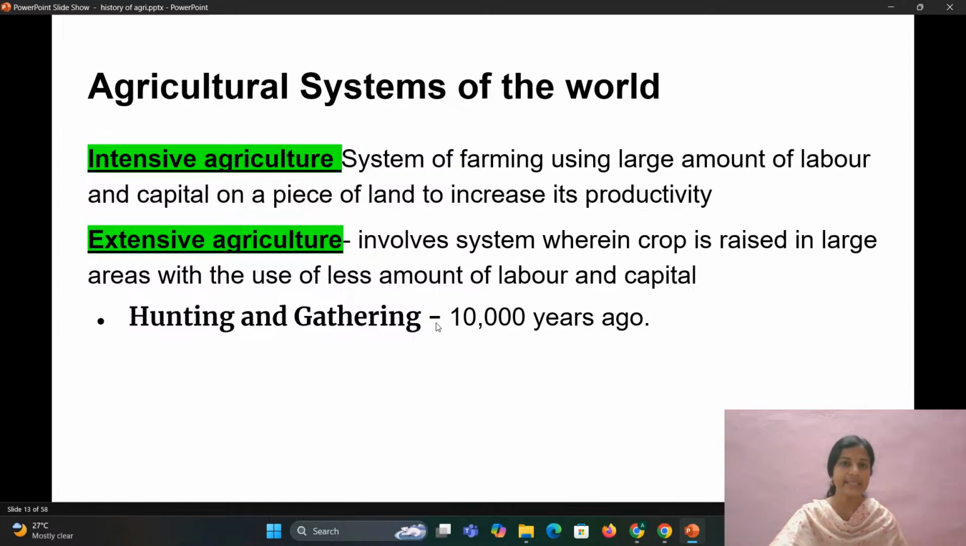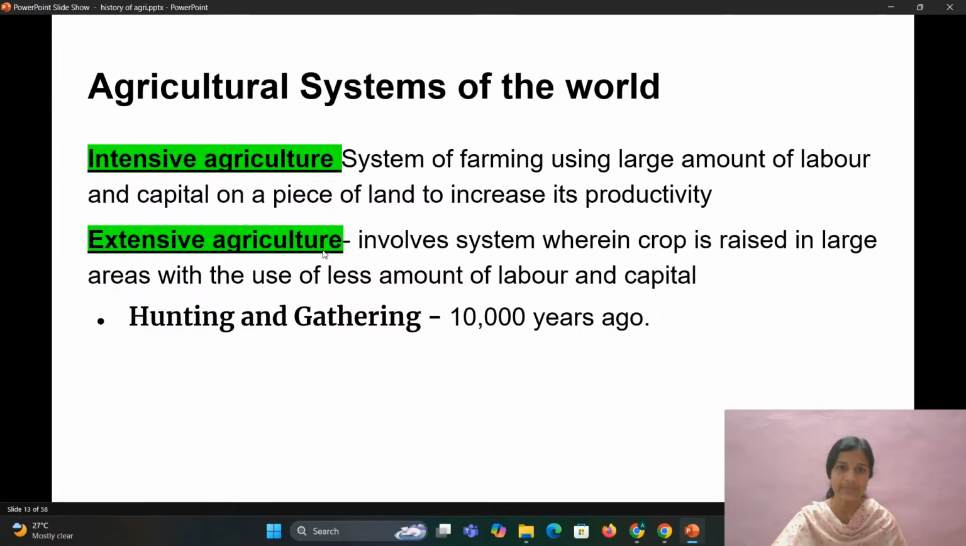Then to another point, that is agricultural systems of the world. So before moving on to agricultural systems, there are two terms, that is intensive agriculture and extensive agriculture. So what is the difference between intensive and extensive agriculture? Intensive agriculture means intensive cultivation in a particular piece of land. So we are using a large amount of labor and capital on a particular piece of land to increase its productivity. That is, we are focusing on each and every unit of land, and we are providing maximum inputs to that particular unit of land with a view to get maximum production per unit area.